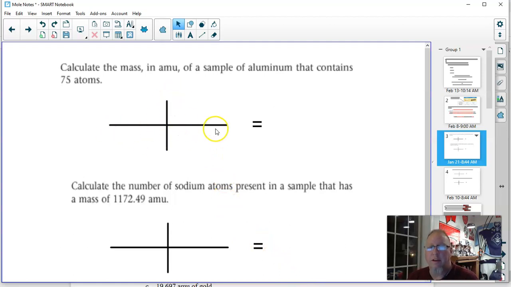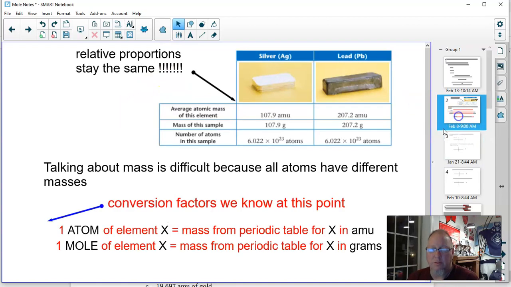First thing I did was I made a conversion grid just like what we learned in Unit 1. And right here I did write what was given to me from the problem. 75 atoms of aluminum. Now the question is, what am I trying to get to? I'm trying to get to atomic mass units. So how do I convert from atoms to atomic mass units? 1 atom of element X equals the mass from the periodic table in AMUs.